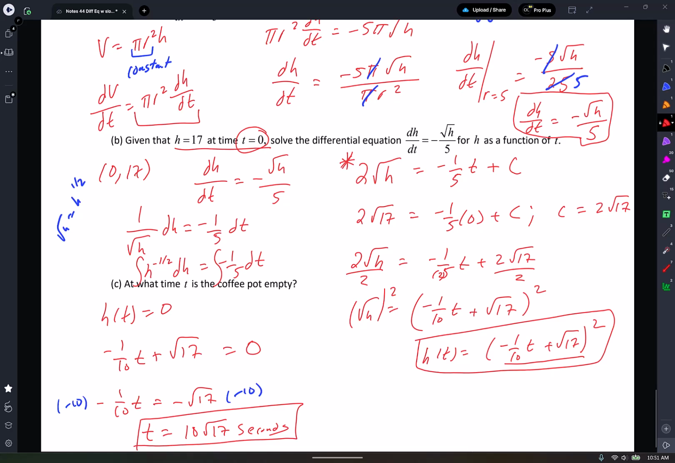Oh, because 0 squared is still 0. But you could have done negative 1/10 t plus square root of 17 with a square on it equals 0. And then you could have taken the square root. What's the square root of 0? 0. So you could have put the square in there.